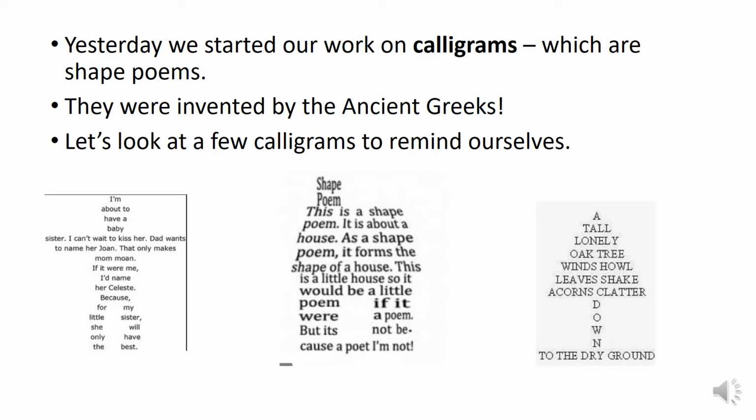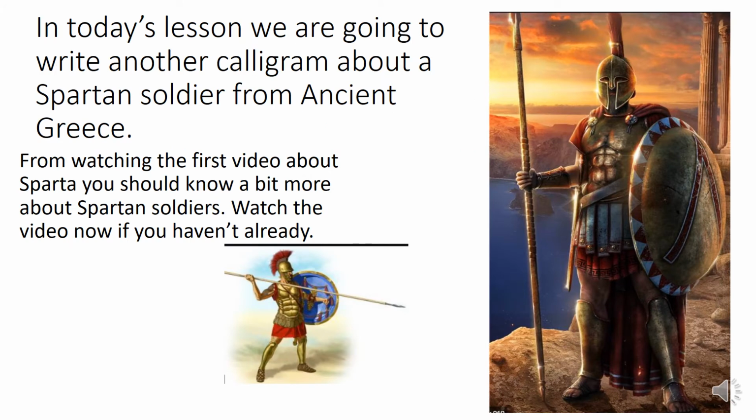So now that we've remembered what a callogram is, we're going to think about what our callograms can be. Our callogram today is going to be about a Spartan soldier from ancient Greece, and we're going to be doing it in the shape of a Spartan soldier's helmet, because they've got quite a distinctive helmet. From watching that first video about Sparta, you should now know a bit more about life in Sparta and what it was like to be a Spartan soldier.